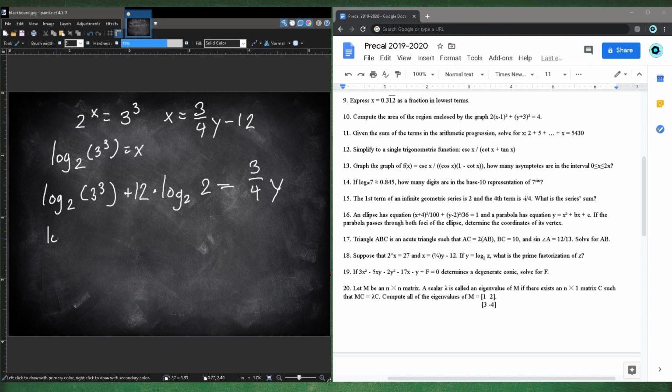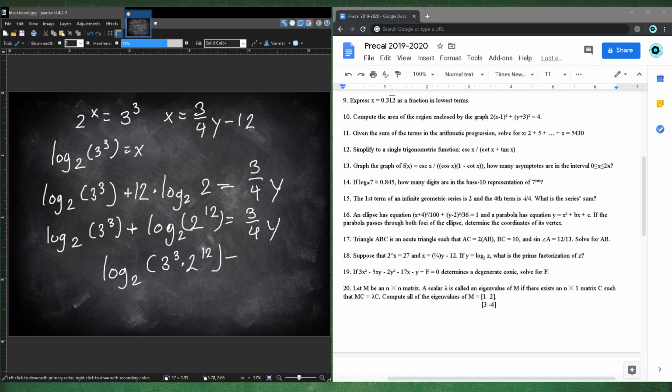Okay, so we're going to do the same thing. We're going to write 3 to the power 3. A scalar, you can always put it as the exponent. So we're going to have log 2 of 2 to the power 12 equals 3/4 y. And when you're adding logs that have the same base, we actually just multiply them. So it's 3 to the power 3 times 2 to the power 12 is equal to 3/4 y. And then we can multiply both sides by 4/3, so we cancel this out.